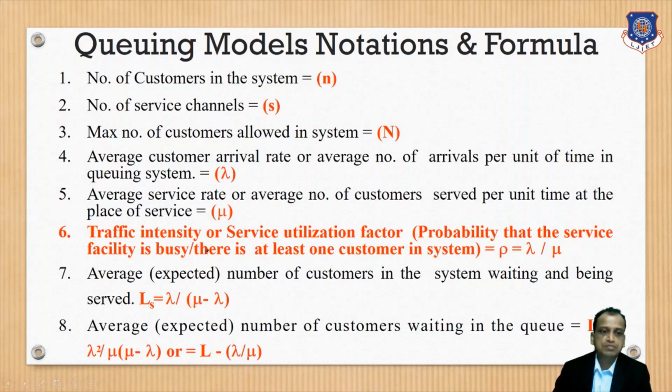If it is bigger than 1, then the queue is uncontrollable, right? Remember this thing. The facility is very busy. It should always be less than 1 for efficient operation, right? Average expected number of customers in the system, waiting and being served, and this is the formula, right? So these are all the formulas. This will help you in solving the problems.